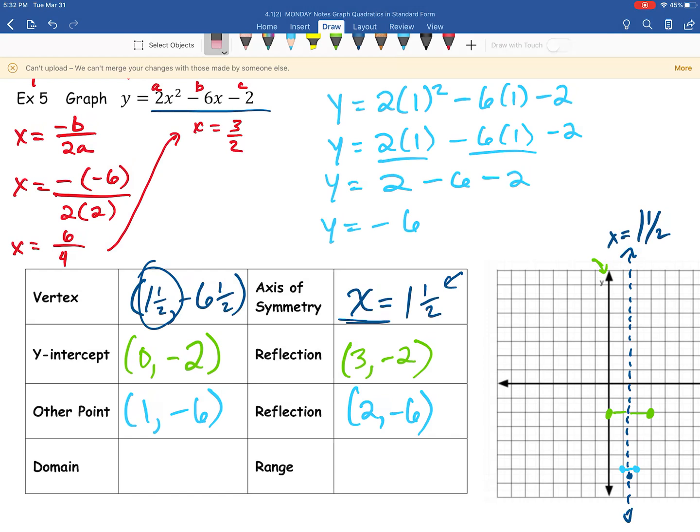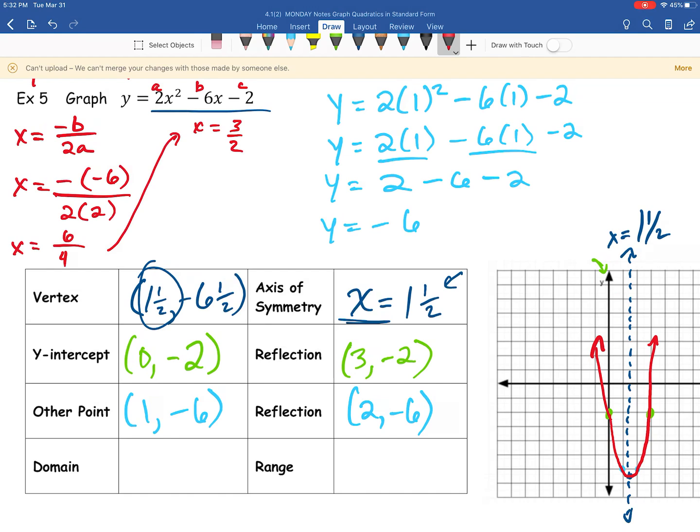Now let's draw the U. We can remove this mirroring stuff and connect the points. We should see a graph that looks like that. And so that would be our parabola.